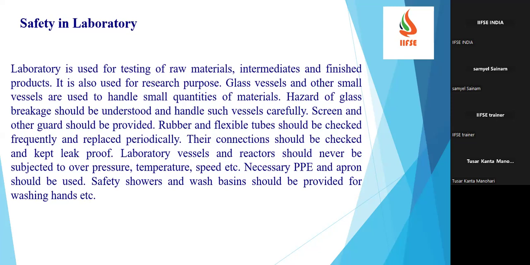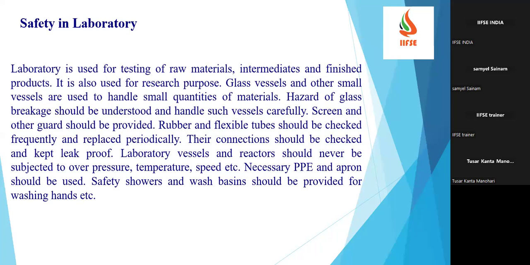Basically, they work in glass vessels, and the hazard of glass breakage should be understood and such vessels handled carefully. A screen and other guards should be provided. Rubber and flexible tubes should be checked frequently and replaced periodically. The glass itself is a hazard if it is mishandled and falls down, and inside there will be a chemical. So if a glass vessel which contains a chemical falls on the ground, there are two types of hazards. One is the sharp objects, the broken glass pieces. The other is the chemical which is inside the glass vessel. So we should be very careful while handling those chemicals inside the glass vessels.